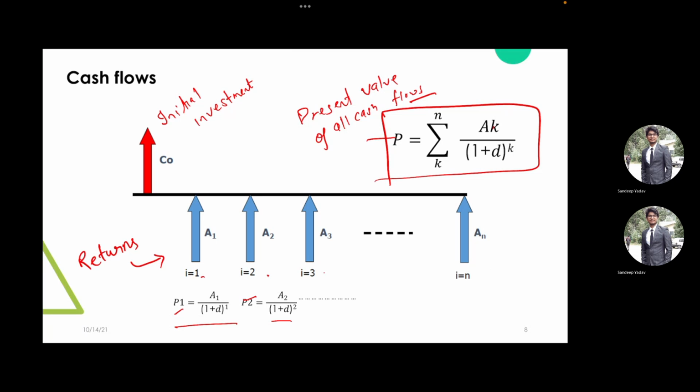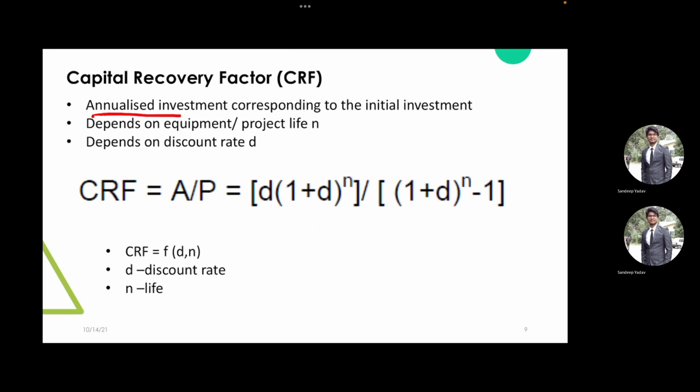Now, the next thing is the capital recovery factor, which we can say CRF. CRF is the annualized investment corresponding to the initial investment. It means how much money we have to invest annually.